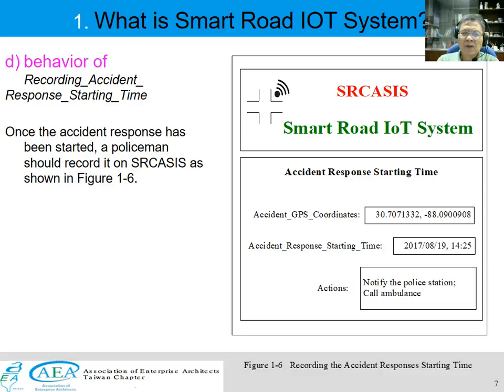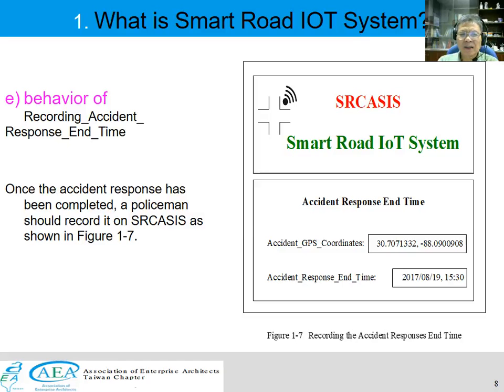The fourth behavior is recording accident response starting time. Once the accident response has been started, a policeman should record it on the IoT system, as shown in Figure 1-6. The last behavior is recording accident response end time. Once the accident response has been completed, a policeman should record it on the smart road IoT system, as shown in Figure 1-7.